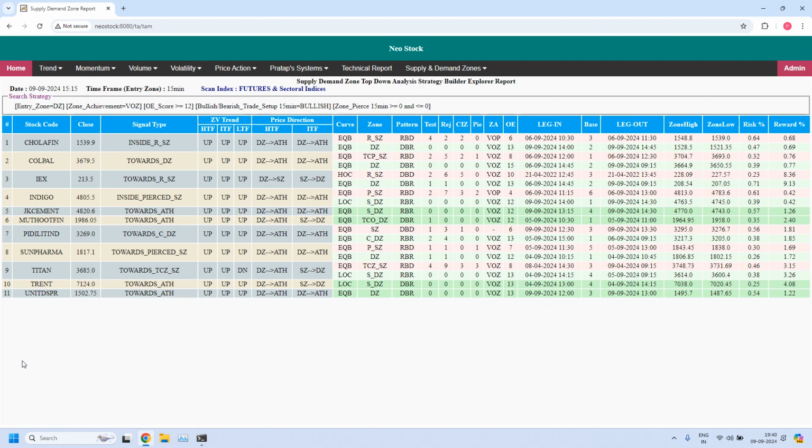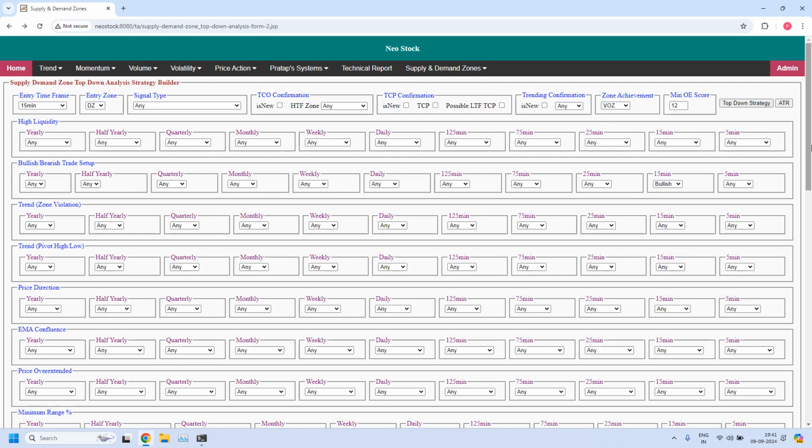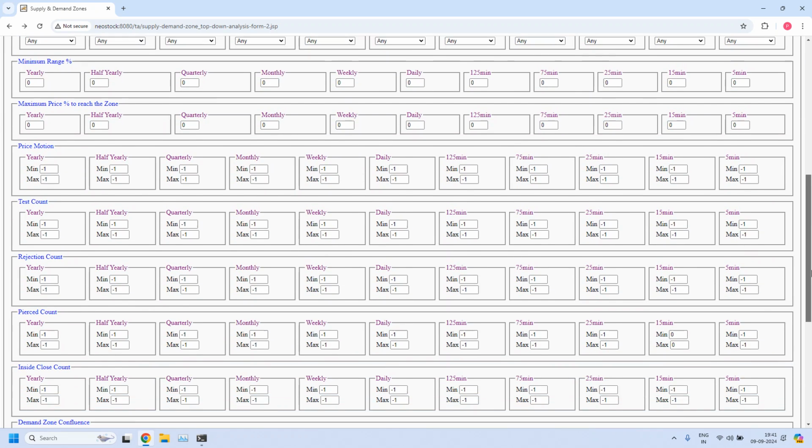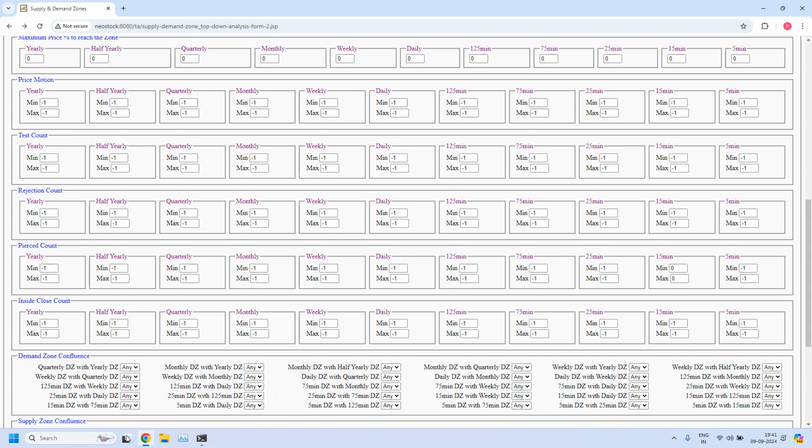Now let's filter. So 11 stocks are filtered. These 11 stocks are currently supporting a bullish trade setup for the daily income trade. Now let's increase the probability of these zones by verifying zone confluence. If any of these 11 stocks have confluence with the ITF time frame, it's a high probability setup. And 15 minutes is LTF, so ITF is 75. So we have to check 15 minute and 75 minute demand zone confluence. 15 minute demand zone with 75 minute demand zone, I am enabling the filter.